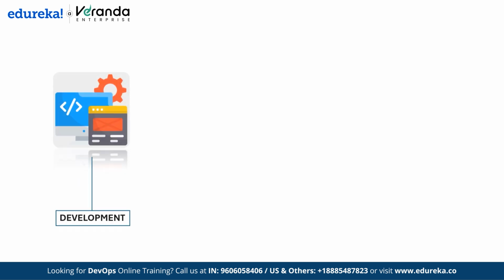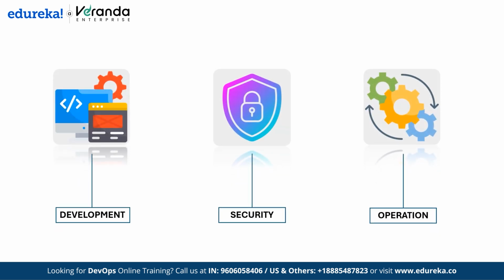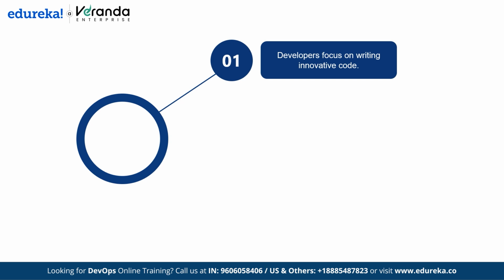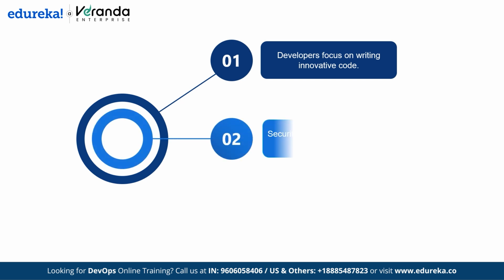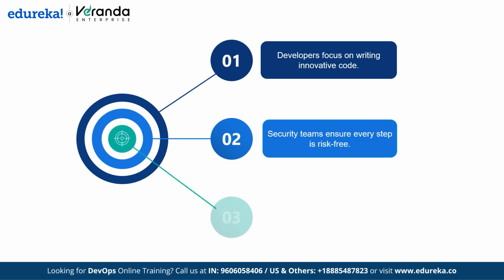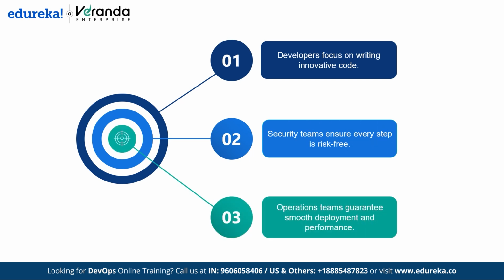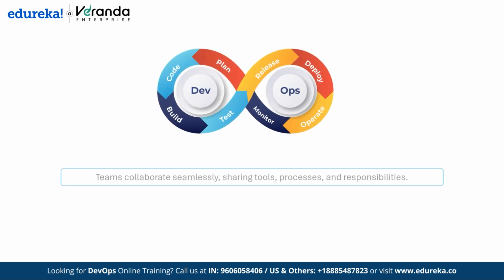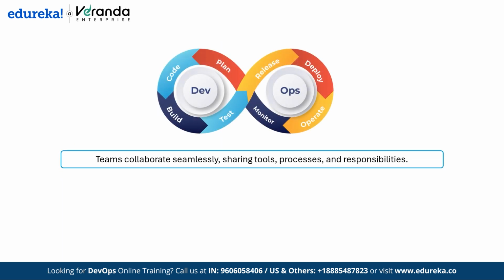DevSecOps stands for Development, Security, and Operations. It's about integrating security seamlessly into every stage of the software development lifecycle, ensuring it's a core component rather than an afterthought. Here's the magic of DevSecOps. Development focuses on writing innovative code. Security teams ensure every step is risk-free. Operations teams guarantee smooth deployment and performance. But rather than operating in isolation, these teams collaborate seamlessly, sharing tools and processes, and also the responsibilities.